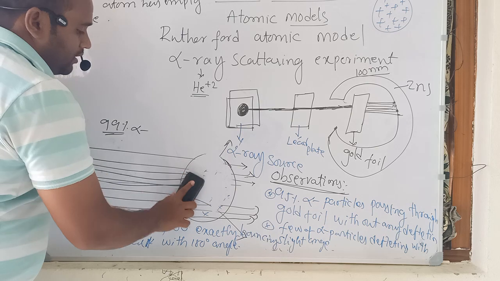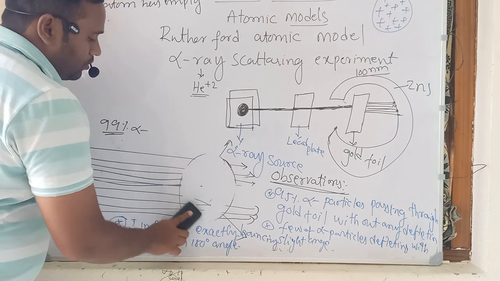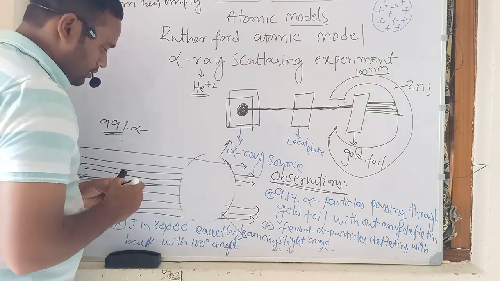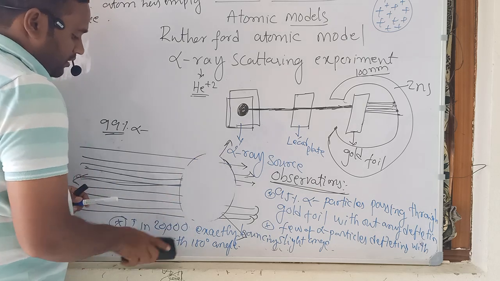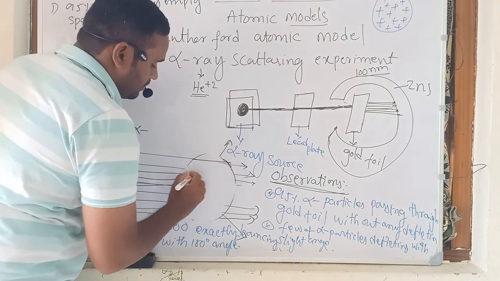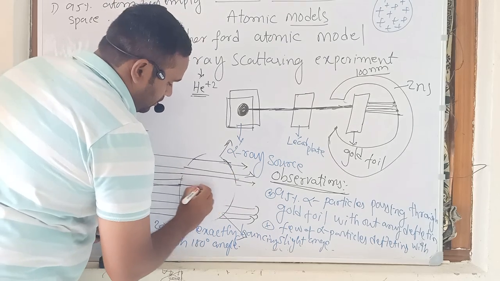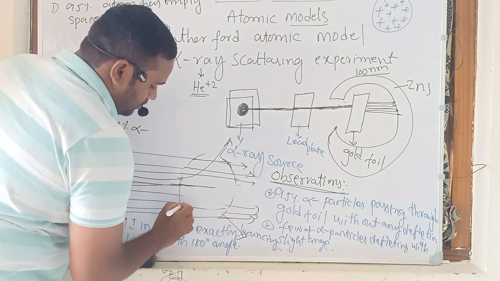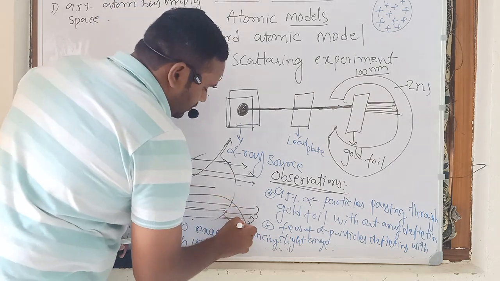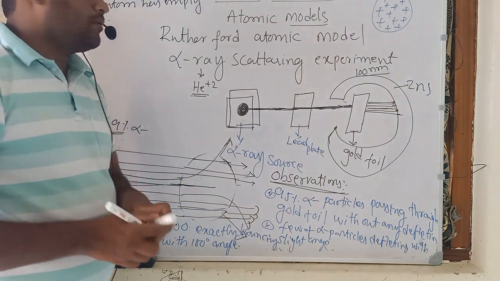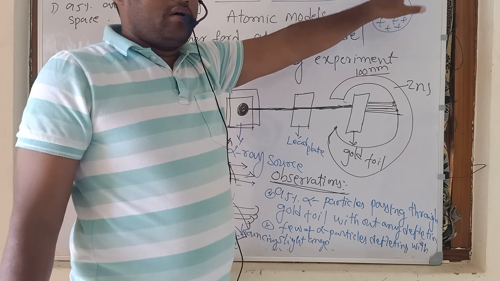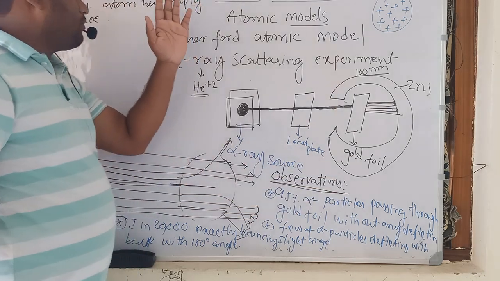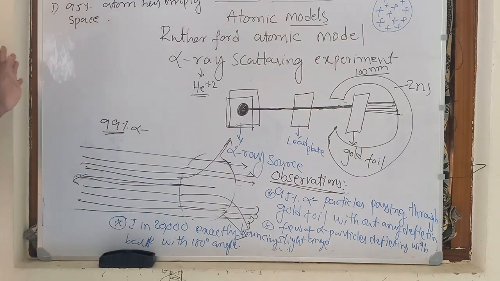Most of the alpha particles are passing through the gold foil without any deflection. But if Thomson is correct, they should come back. Why? Because they should experience repulsion and then come back, but they are not coming back, they are passing through the gold foil, which means 95% of the atom is empty space.